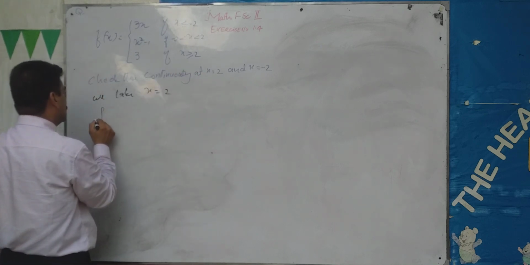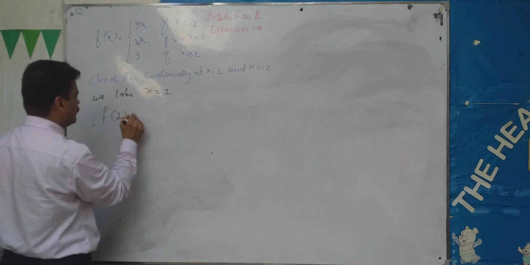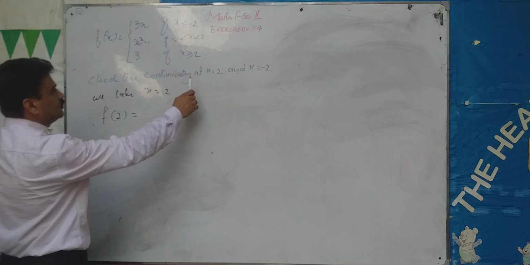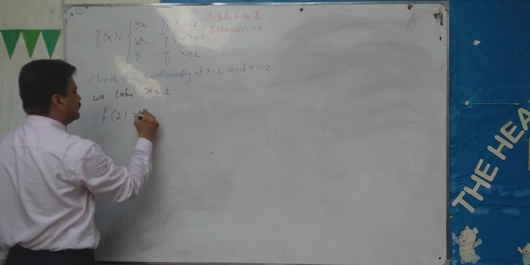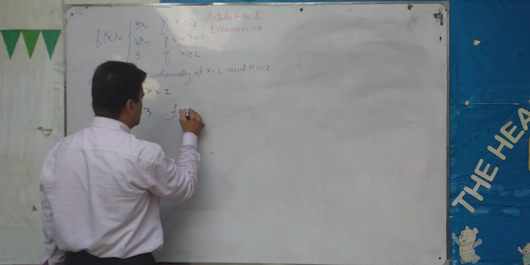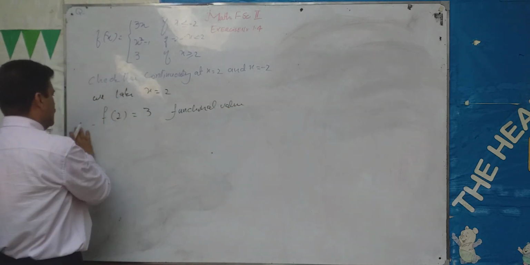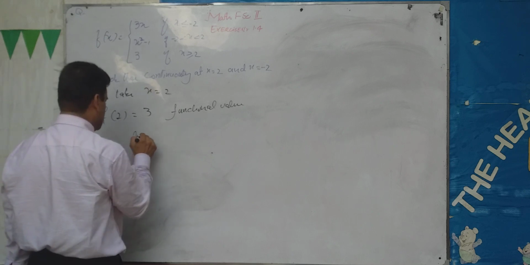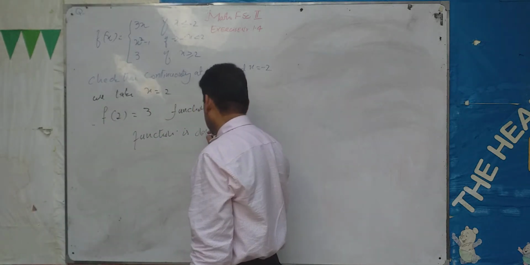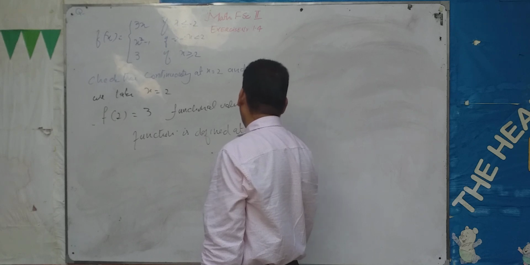We put f of 2. When x is exactly 2, the function value is given as 3. It means the function is defined. This is the function value, and it is given. Hence the function is defined at x is equal to 2.